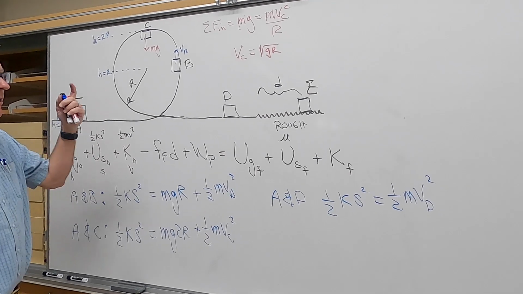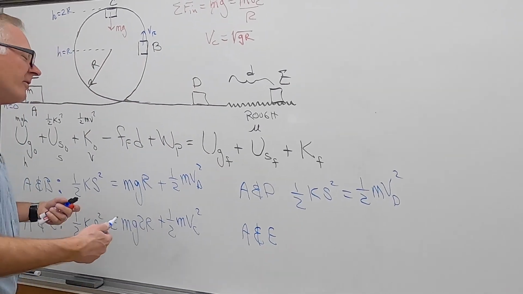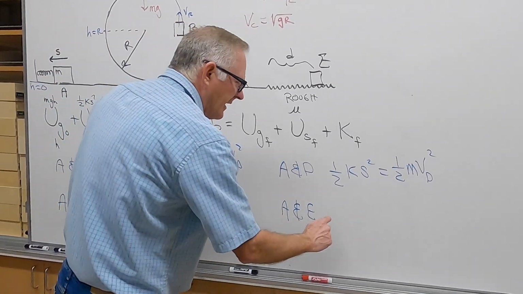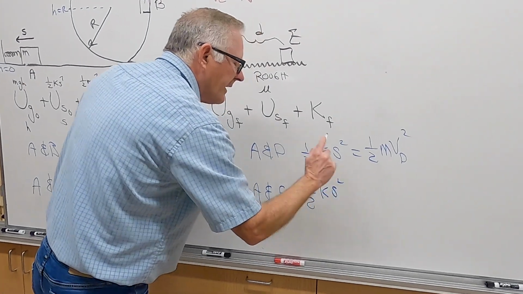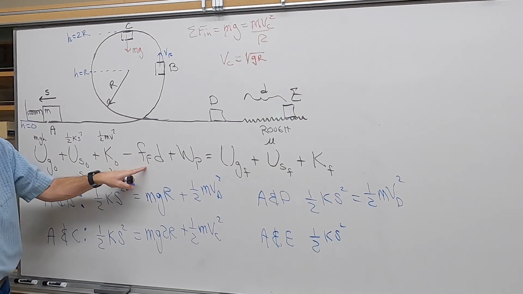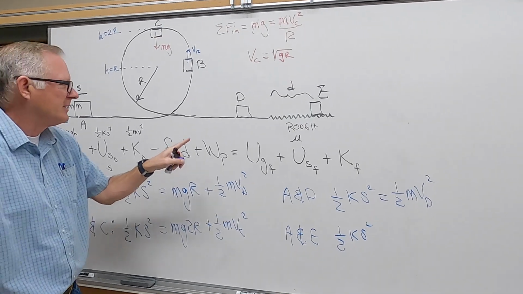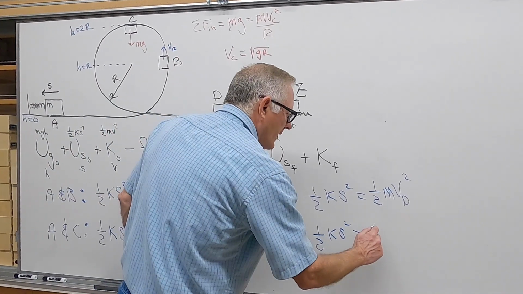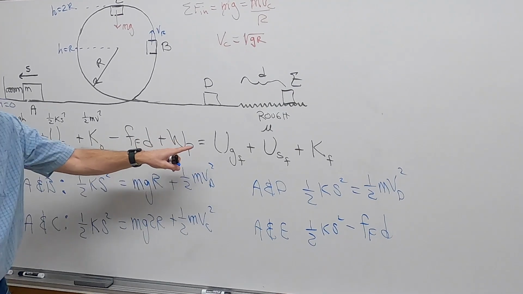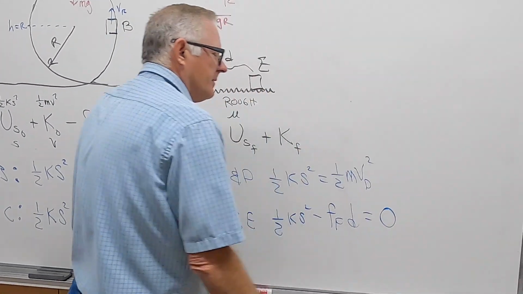Or I could go from A all the way to E. I don't have to always start at A. I can go between any two points I want, but I might as well start at A. That means the left side is always the same, 1/2 ks squared. But now I do have some friction right here because I'm going all the way to E. So it's minus the frictional force times how far it slid on that rough surface, so minus the frictional force times d. Then over here, this is 0, that's 0, and that's 0. So this is equal to 0.